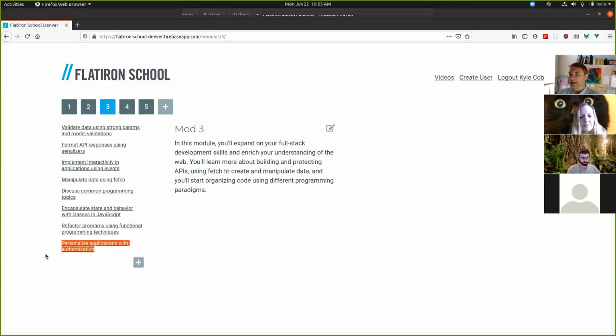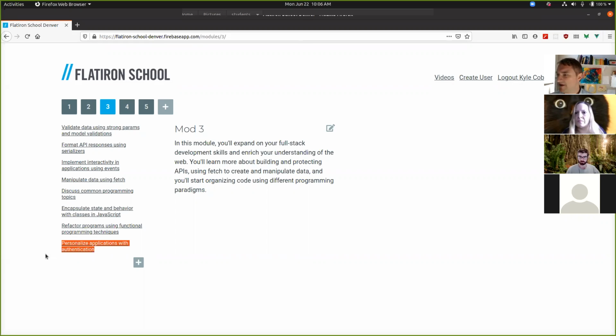So Mod 3 is an interesting one. There is no regular Flatiron equivalent to this. A lot of the stuff that you did in Mod 2 is like regular Flatiron Mod 3. So what we do in this Mod 3 is kind of like a Mod 2 Part 2. We're going to do basically all of the same things we did in Mod 2. We're just going a level deeper on all of them.